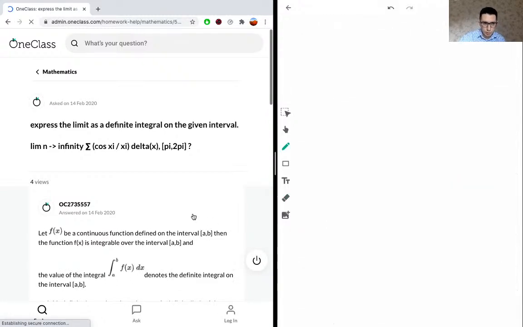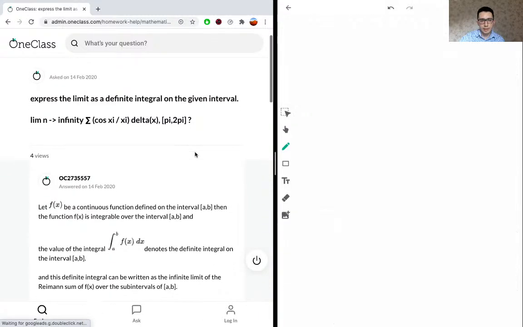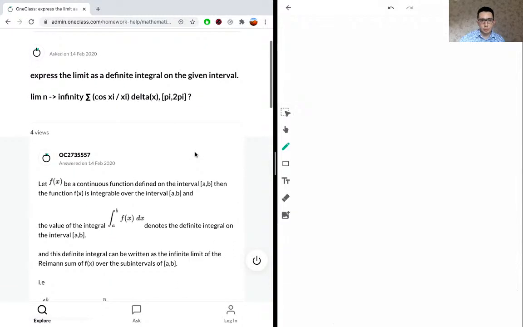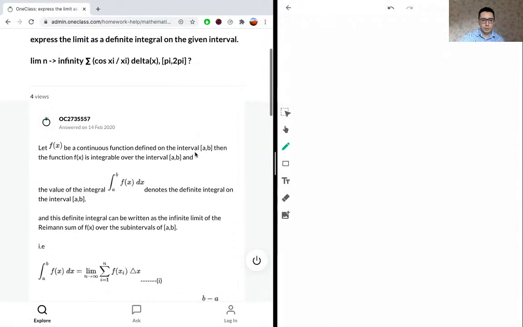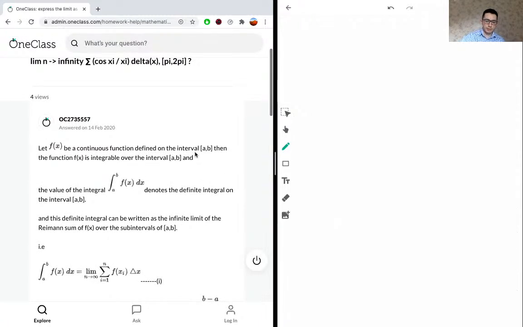So for our next question, we're asked to express the limit as a definite integral. We have the limit as n goes to infinity of the sum of cos xi over xi delta x, from pi to 2 pi. So I'll just write out what's given. So we have the limit.